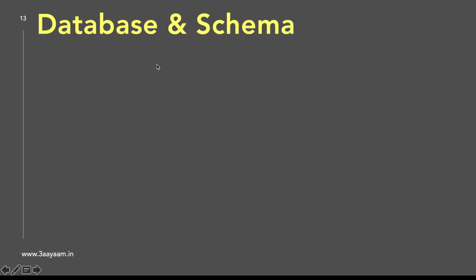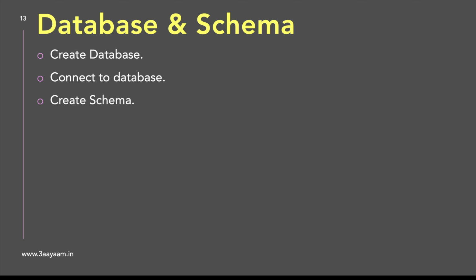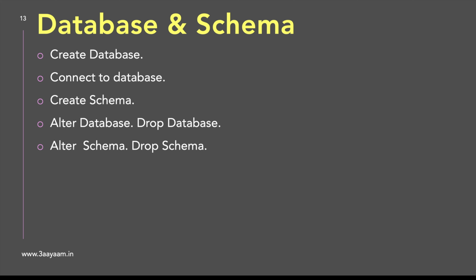Now, how do you create database and schema? What are the various operations that are performed on databases and schemas? The first thing is that we create a database and then we connect to the database, and then after connecting to the database, we create schema inside of it. Once the database is created, we can also alter it, meaning we can change certain configuration of the database, or we can drop the database completely. Drop is like deleting the database, so the entire database would be gone. Likewise, we can alter schema and drop schema also, and all these are done using DDLs.